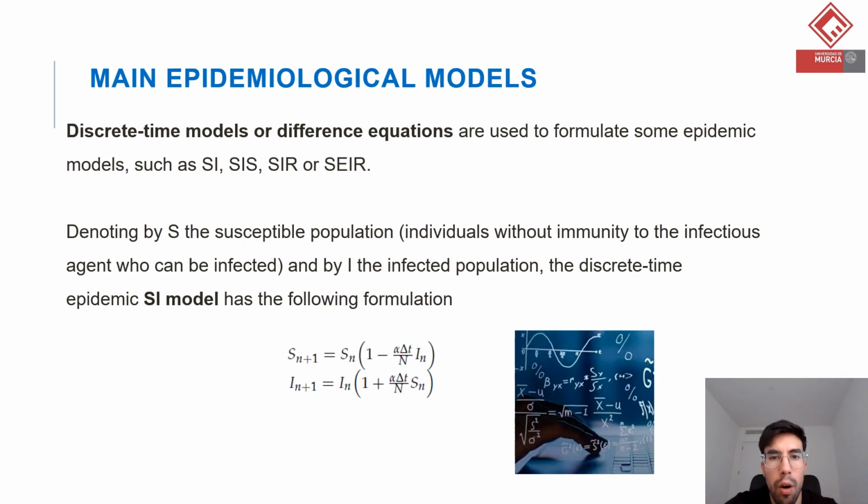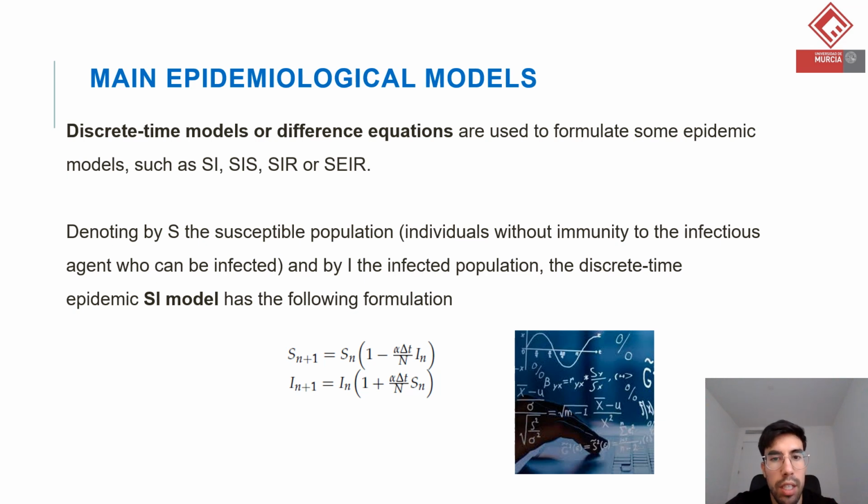Discrete time models, or difference equations, are used to formulate some epidemic models such as SI, SIS, SIR, or SEIR. Continuous approximations of these models are more frequently used in modeling situations as a consequence of their mathematical manageability. Difference equations do not perform as well as their continuous approximations.